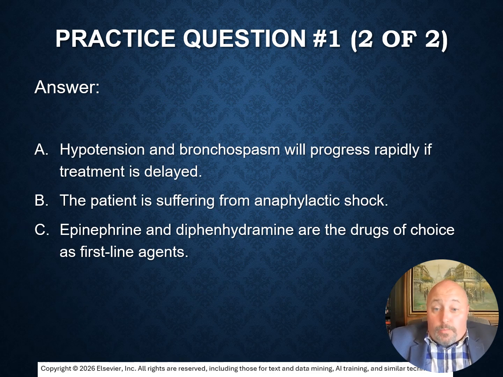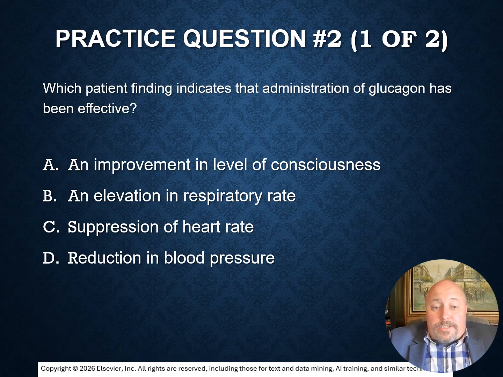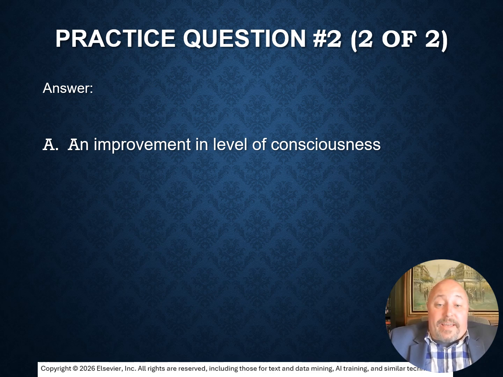Hypotension and bronchospasm will progress rapidly. The patient is suffering from anaphylactic shock. And epinephrine and diphenhydramine are going to be our go-to drugs of choice to help reduce that swelling, open that airway back up. For our second question, which patient finding indicates that the administration of glucagon has been effective? That be A, an improvement in level of consciousness, B, an elevation in respiratory rate, C, a suppression of heart rate, or D, a reduction of blood pressure. And that answer is going to be A, an improvement in level of consciousness.